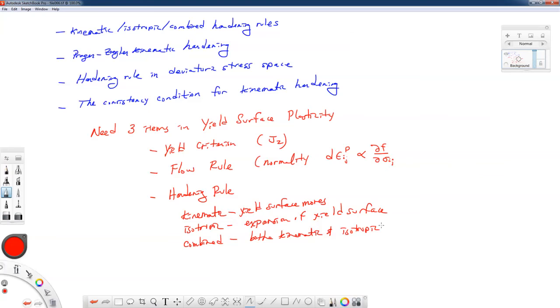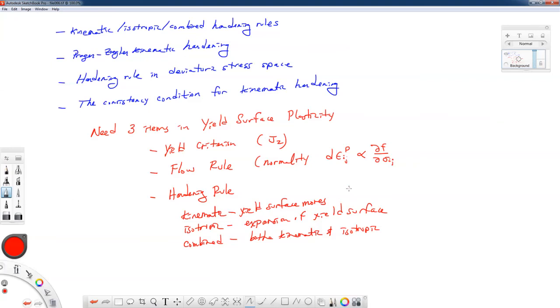And even with kinematic hardening, there are lots of different types of kinematic hardening models. There's linear kinematic hardening, there's nonlinear kinematic hardening, and so forth. We're going to go with the classical approach right now. And if we understand that, then understanding the more complicated, maybe even more sophisticated hardening rules is something that we can do after that.